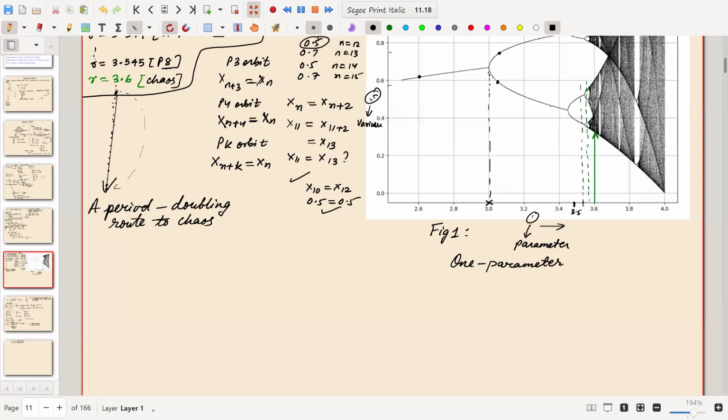How many parameters are you seeing? R only. You are not varying two parameters, only one. So it's a one parameter bifurcation diagram. This is known as a one parameter bifurcation diagram. I think in many of your capstone projects, in the papers, you might have seen this diagram. So it's pretty common.